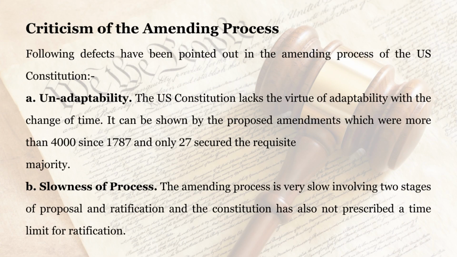Criticism of the amending process. The following defects have been pointed out in the amending process of the U.S. Constitution: A. Unadaptability. The U.S. Constitution lacks the virtue of adaptability with the change of time. It can be shown by the proposed amendments, which were more than 4,000 since 1787, and only 27 secured the requisite majority.